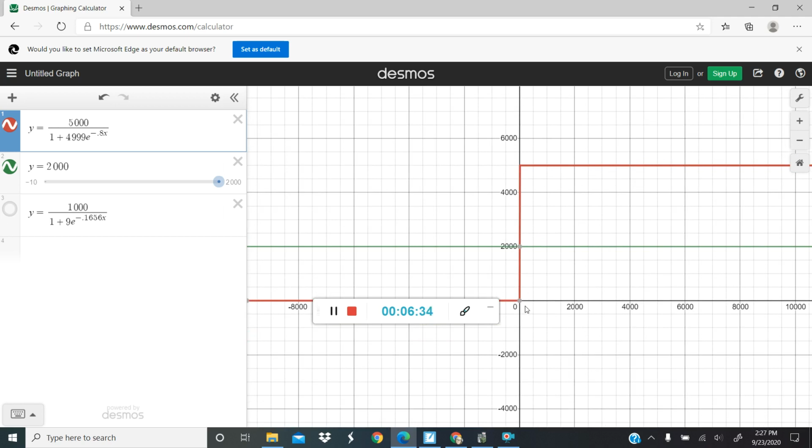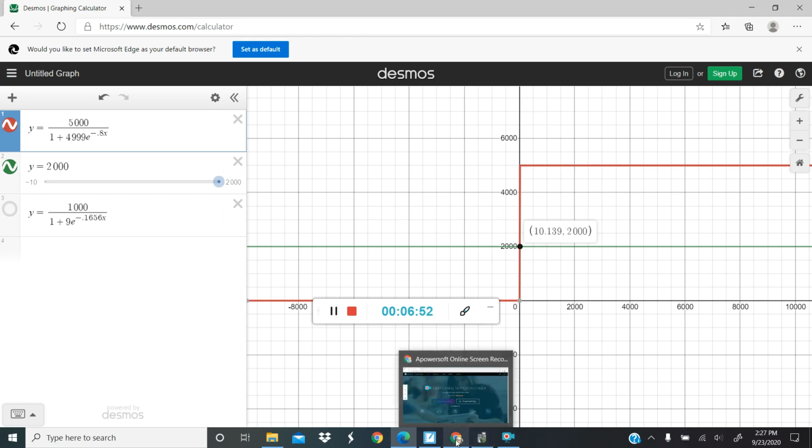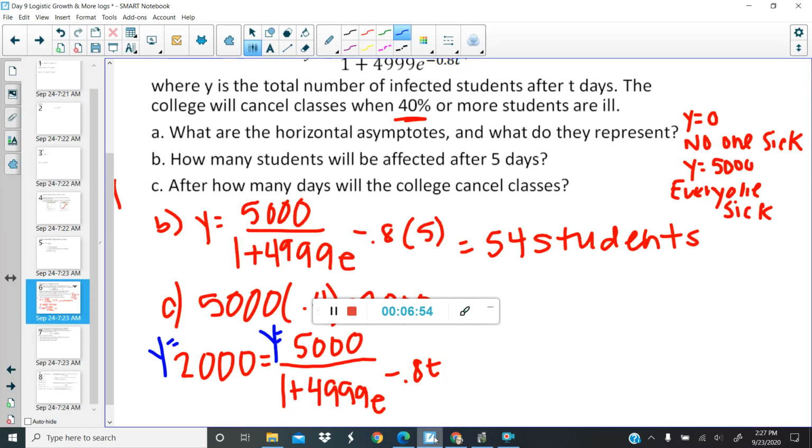And it's not very much of a curve on this one because the growth is so rapid, but you can see that it is leveling out up here at 5,000 as well. So I just wanted you to be able to see that horizontal asymptote. But to answer our question, we have this intersection here, and x is 10.139. So it would be after 10 days or during the 10th day, technically. So then our answer on here would be t equals 10 days.